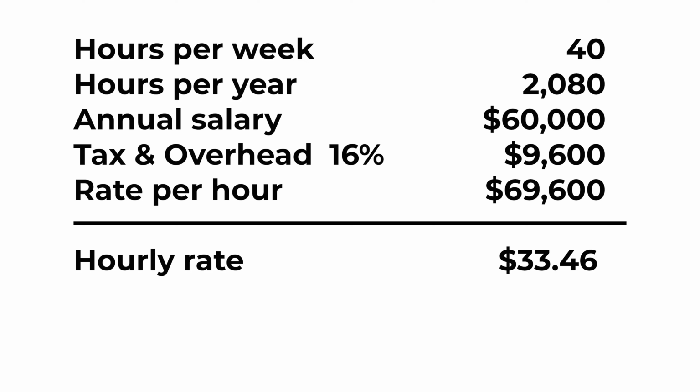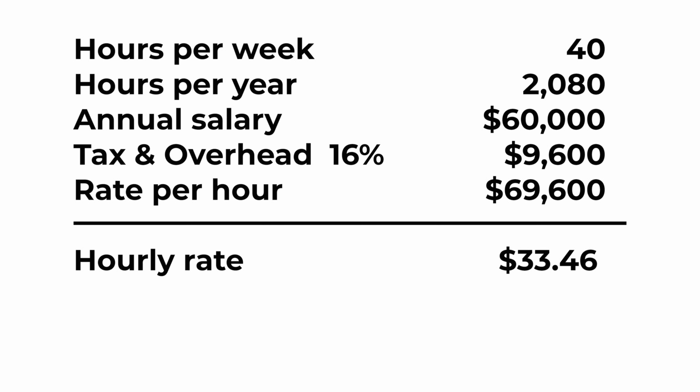So for example, the employee works 40 hours per week, so per year that is 2,080 hours. Their salary per year is 60,000. The tax and the overhead are a total of 16% of the annual salary, so it's 9,600. So the annual cost for the employee is 60,000 plus 9,600, which is 69,600.